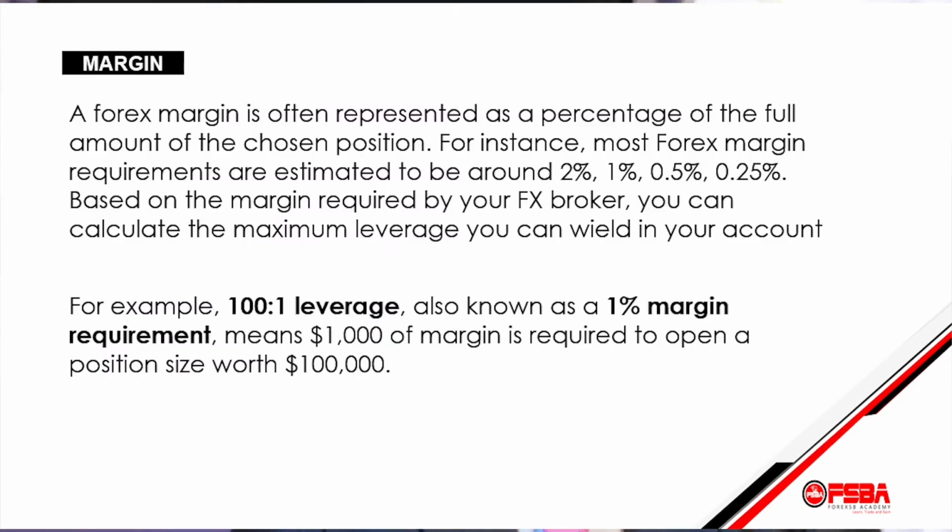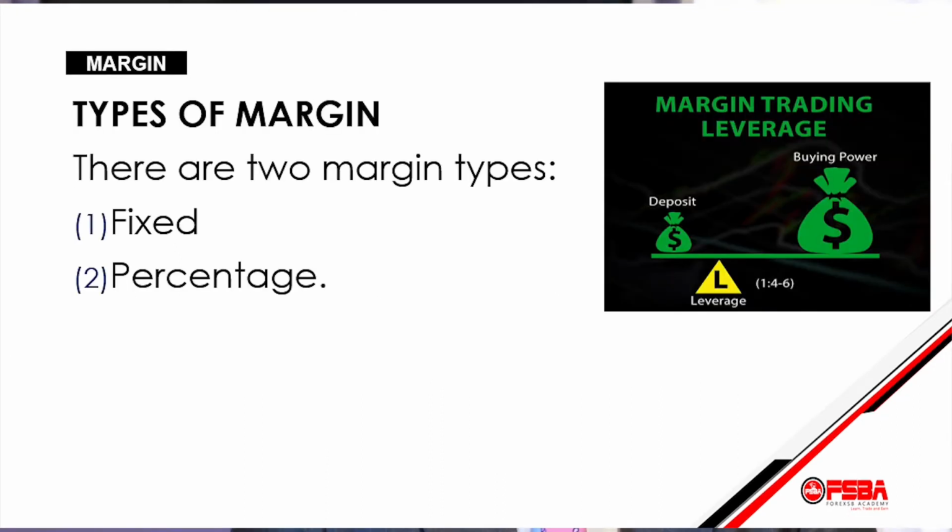Margin. A forex margin is often represented as a percentage of the full amount of the chosen position. For instance, most forex margin requirements are estimated to be around 2%, 1%, 0.5%, 0.25% based on the margin required by your forex broker. You can calculate the maximum leverage you can use in your account. For example, 100:1 leverage, also known as a 1% margin requirement, means $1,000 of margin is required to open a position size worth $100,000. Margin trading makes forex attractive both for big investors and individuals.